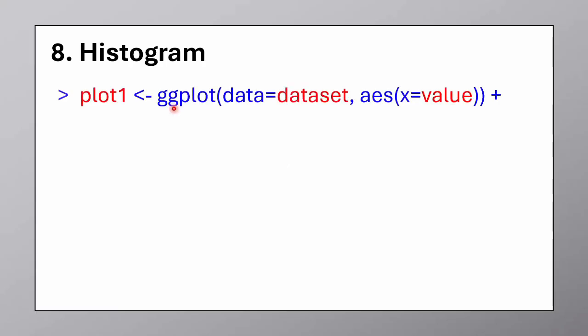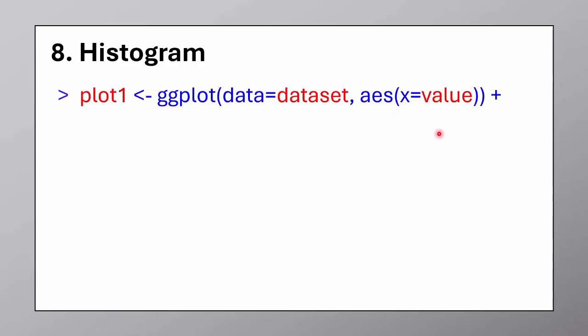Histograms, you can save it as an object, so a plot, and then call it later. But you're going to use the function ggplot. You're going to need a data statement, and then this aes, aesthetics. And for a histogram, you just need to have an X variable. And so whatever numerical value you want to have a histogram.